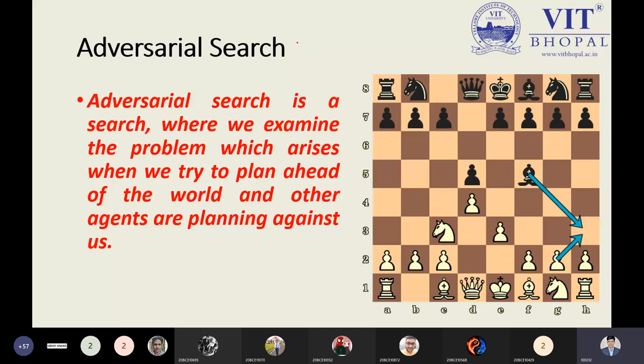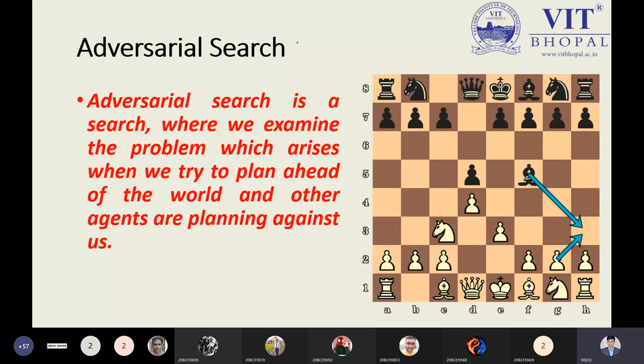Now, you can see the example is already represented by an image, that is a chess example. But what does it mean by adversarial search? Adversarial search basically is a search technique where we examine the problem which arises when we try to plan ahead in the world and other agents are planning against us. So here we have one opponent, who is also using the same rules, and I'm also using the same rules. Like the example of playing a chess game.